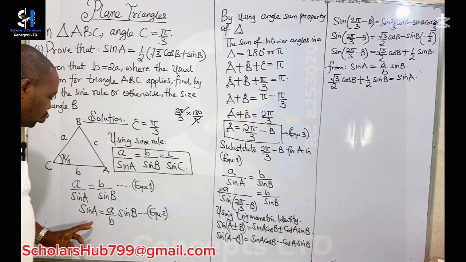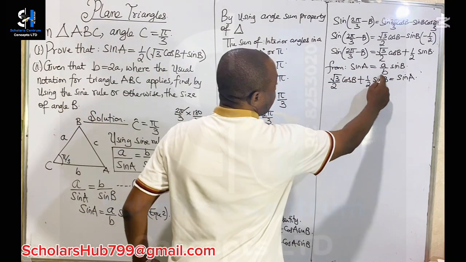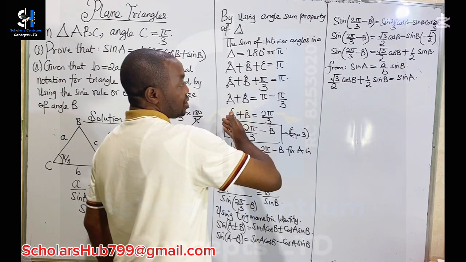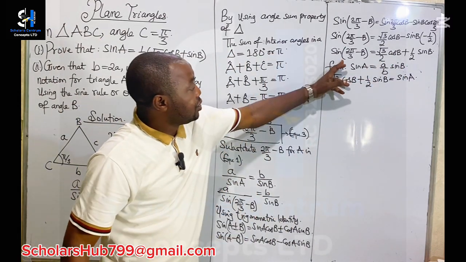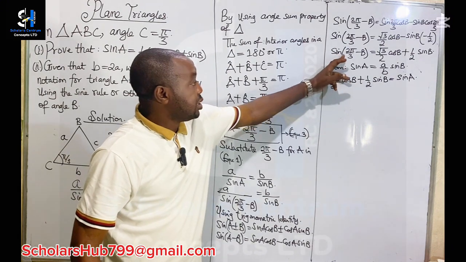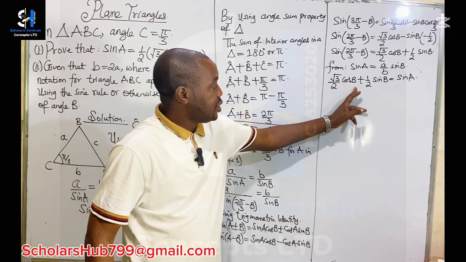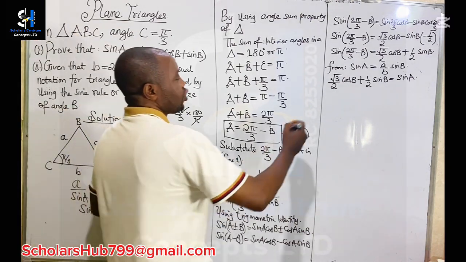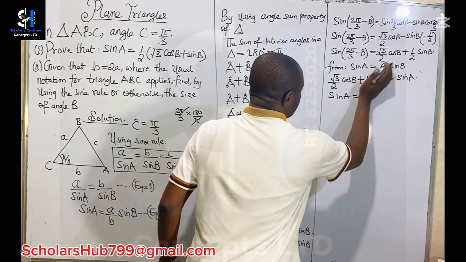Now looking at equation 2, we have sine a equals a over b sine b. So which means we can have a over b sine b equal to sine a, or sine a equals a over b sine b. And from what we obtained here as the identity for sine of 2 pi over 3 minus b, we got radical 3 over 2 cos b plus 1 over 2 sine b, and that's equal to sine a.